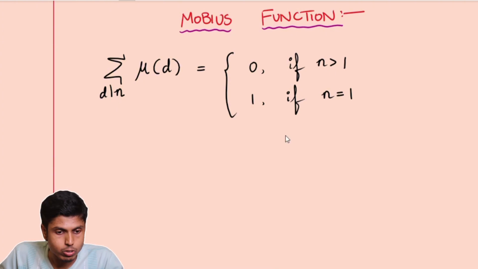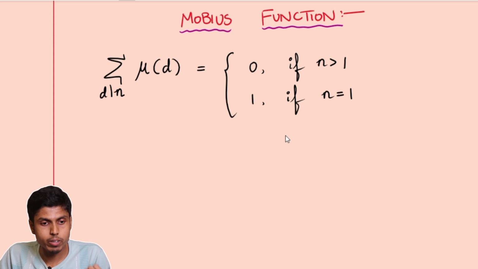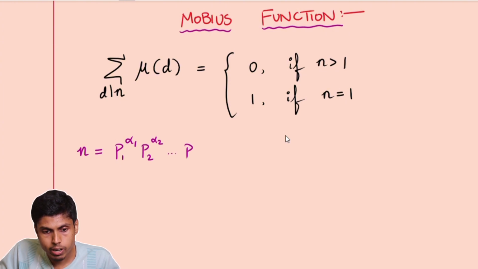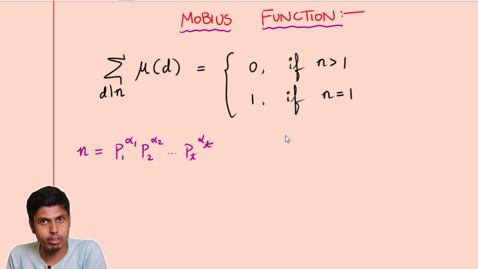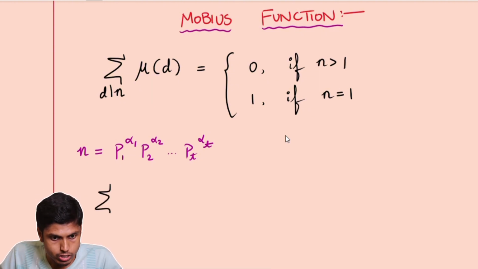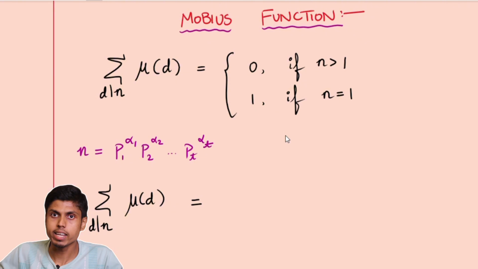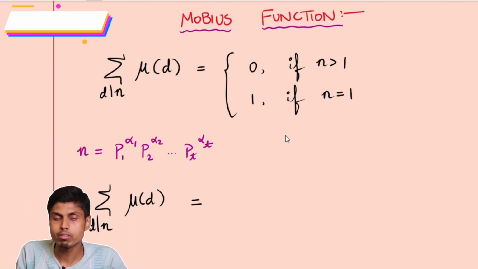Let's prove this. First, notice that if n equals 1, mu of 1 equals 1 and we are done directly. But if n is greater than 1, by prime factorization, I know that it can be decomposed as p1 power alpha 1, p2 power alpha 2 till pt power alpha t, for some primes p1 to pt and for some exponents alpha 1 to alpha t, which are some whole numbers. Now, considering the summation over all divisors, the value for non-square free divisors will go to 0. So they will just annihilate. What just remains will be the square free divisors as well as 1.